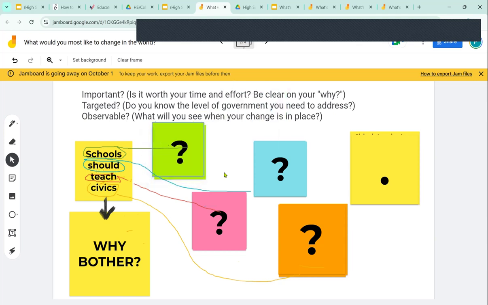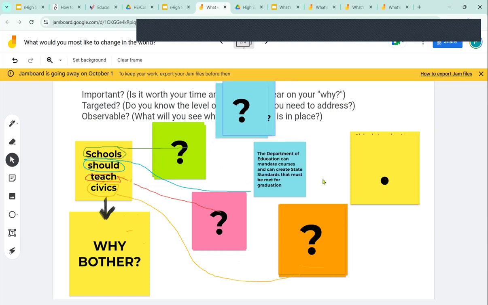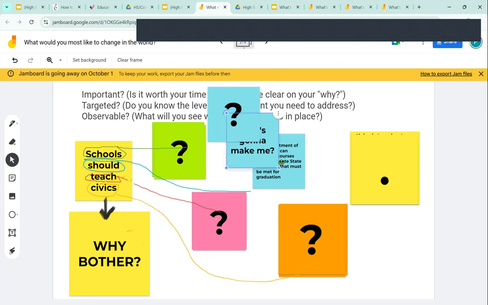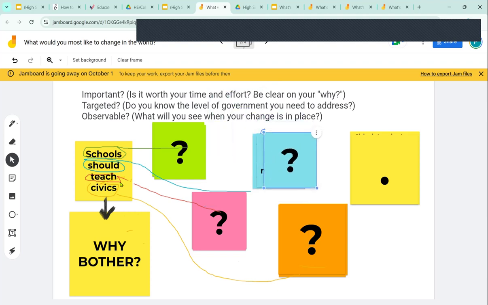All right, the word should implies that there's some kind of a law about it. Who's going to make the schools do that? Well, our Department of Education can mandate courses and they can create state standards that have to be met for graduation. So it might be that we need to not approach the New Jersey legislature, but rather approach the Department of Education. So that's something I need to keep in mind.